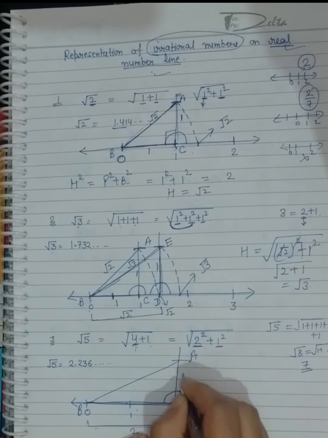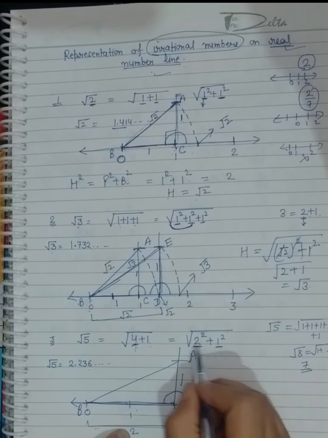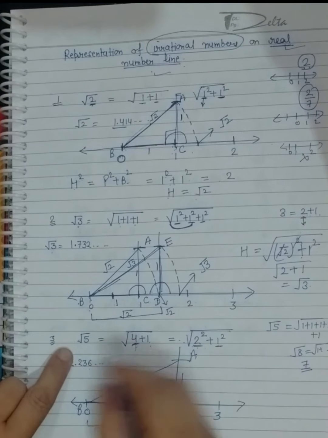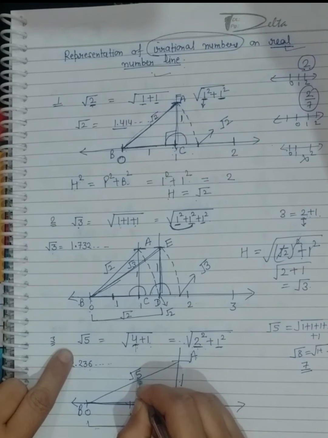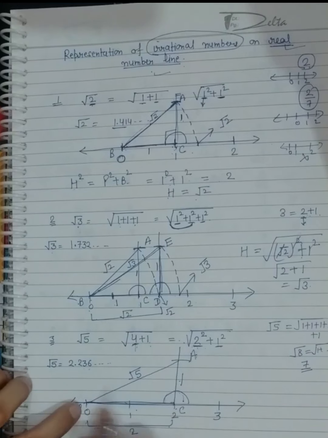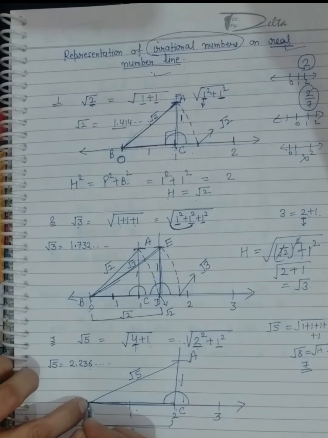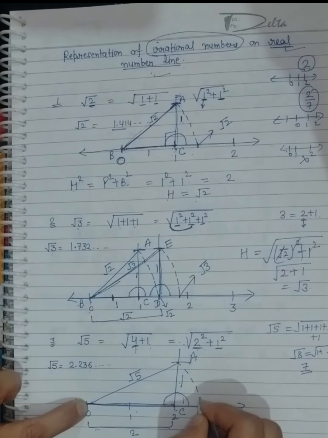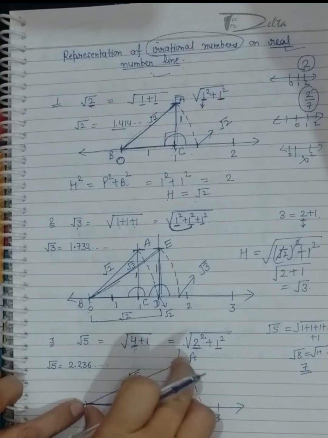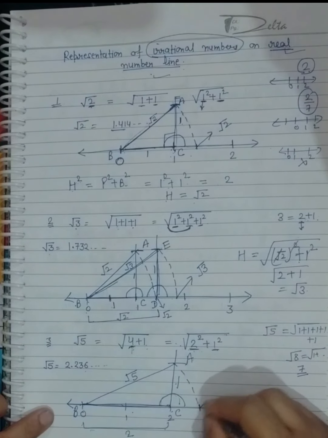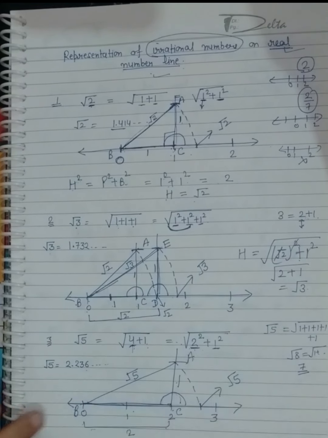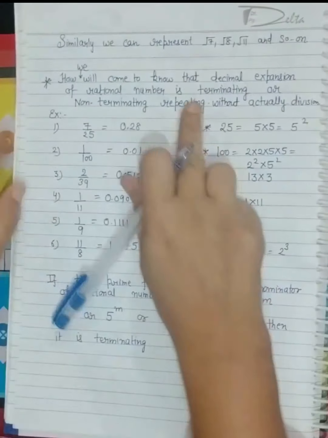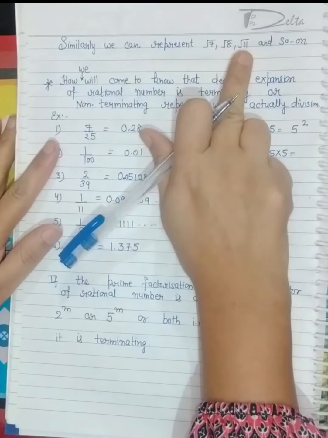This is 2 and 1. Again the same, if I talk about base squared plus perpendicular squared under the root, which is equal to root 5. This is root 5, but not here. We have to draw it on the number line. Same with the help of the compass, taking a radius root 5, here we will cut like this, and this point will be root 5. I think the concept is clear to you. In this way we can represent root 7, root 8, root 11 and so on.